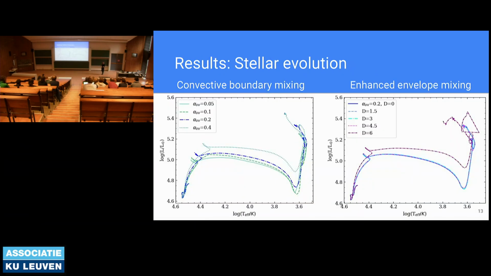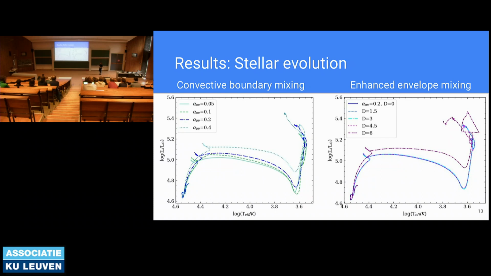So these are some of the first results, and this is on the outside of the star. So now we look at the HR diagram. What you see here is that the more overshoot I add, the brighter the star will be at the end of the main sequence, and also it will be slightly cooler. And this, in our case, is advantageous because it increases the wind, because the wind is a function of luminosity and temperature.